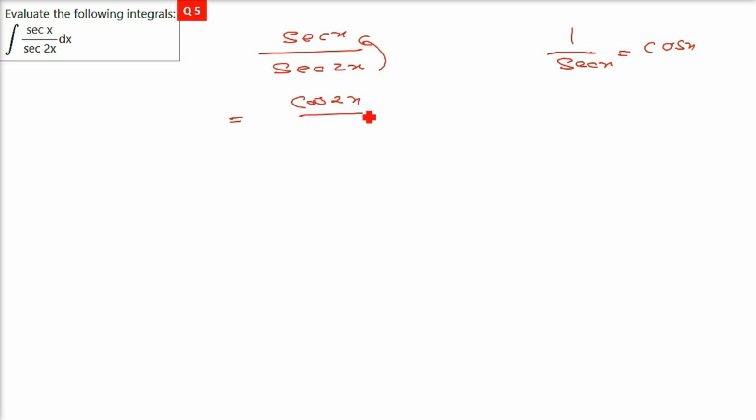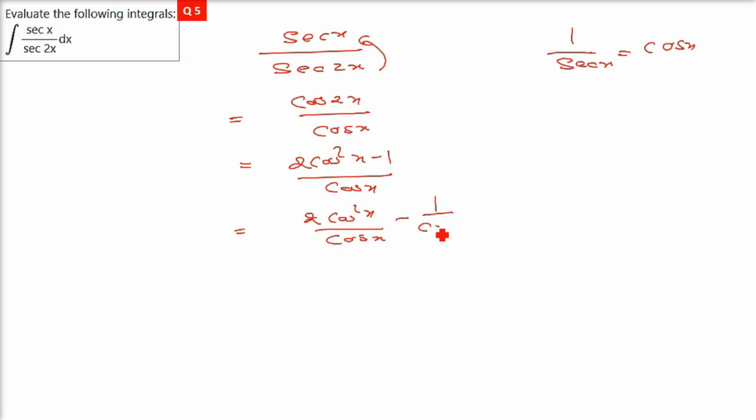So this goes up. 1 by sec x is cos x. 1 by sec 2x is cos 2x. So cos 2x goes up. Cos x comes in the denominator. Cos 2x is 2 cos square x minus 1. Cos x in the denominator will remain the same.